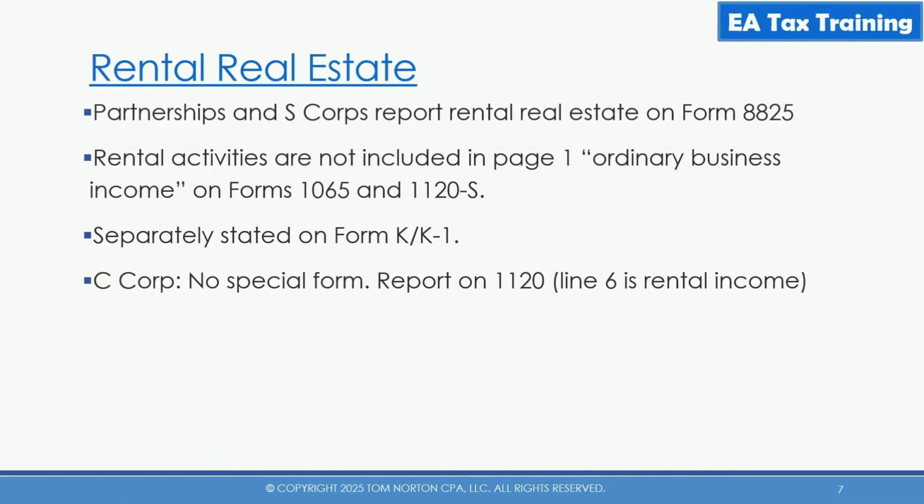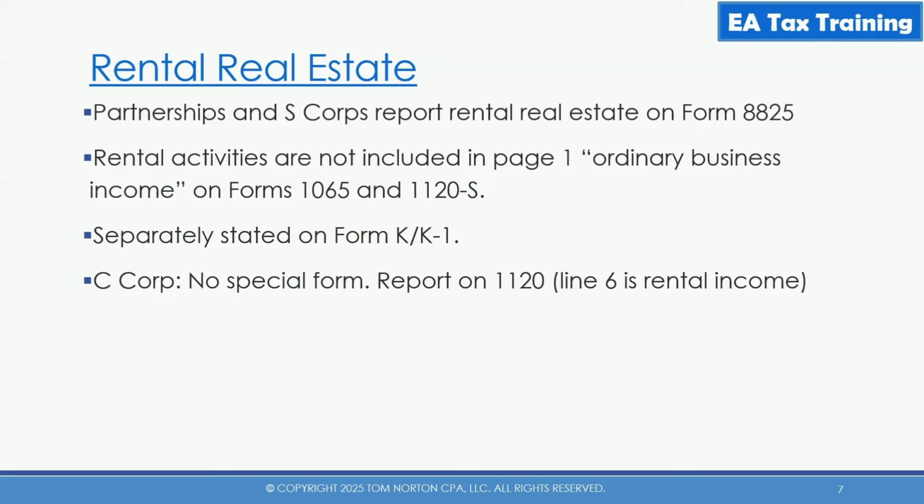Partnerships and S corps do not use Schedule E. Instead, they use this Form 8825. And then rental activities, as you will remember, are not included in the page 1 ordinary business income on either the 1065 or the 1120S. Instead, they are separately stated on Schedule K and then on the K-1.